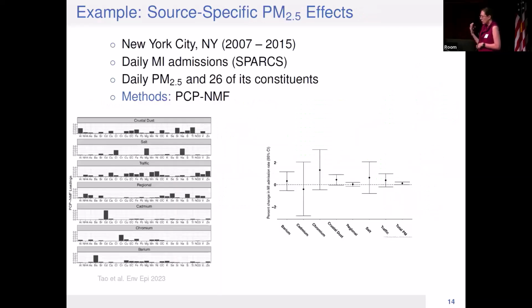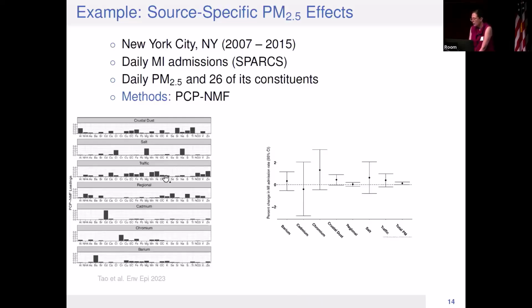So a student of mine, Rachel Tao, phenomenal student, used data from New York City from 2007 to 2015. The outcome was myocardial infarction. And we used information from daily PM2.5 total concentrations, total mass, and 26 of its components. And we used first PCP and NMF to identify different sources of air pollution in the city over this time period. And these are the sources that we identified.